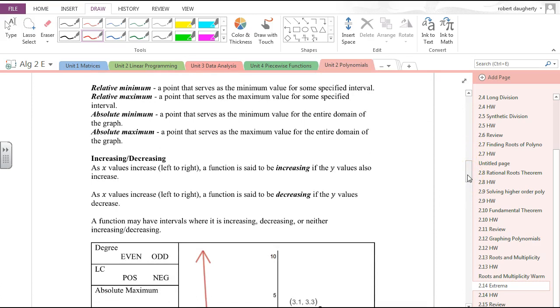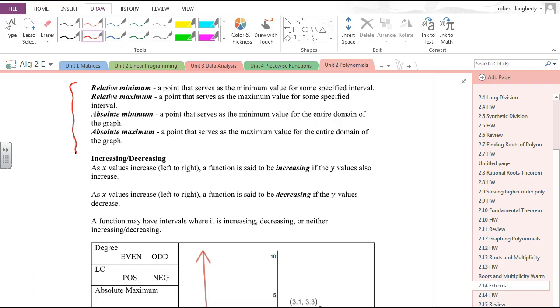So here's the terminology we've been using here. Start with absolute. Absolute minimum, a point that serves as the minimum value for the entire domain of the graph. You don't really need to memorize that. If you think of that hike we just took, what's the lowest spot of the whole journey? Absolute maximum, a point that is the maximum value, the highest point for the entire function of the graph, okay?